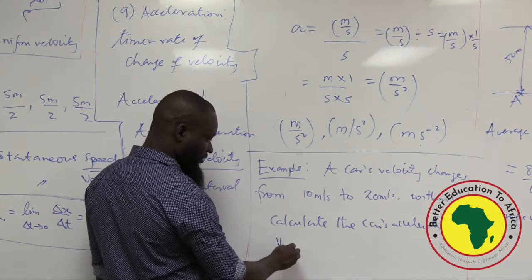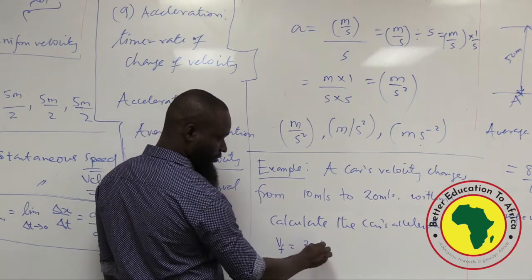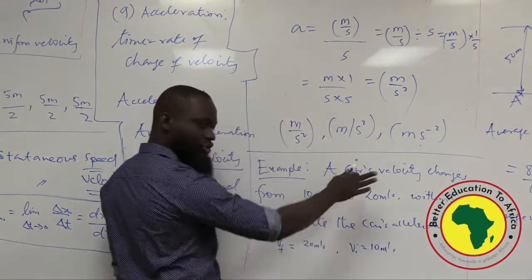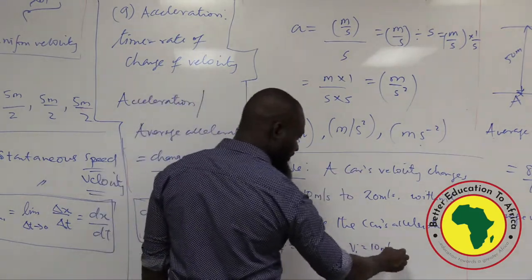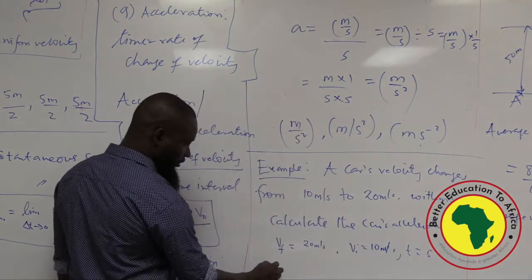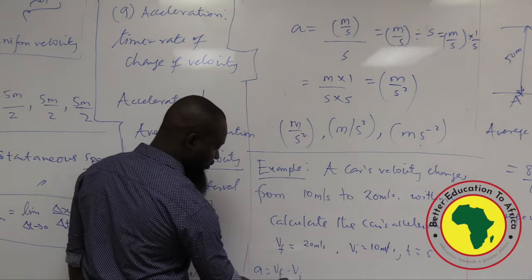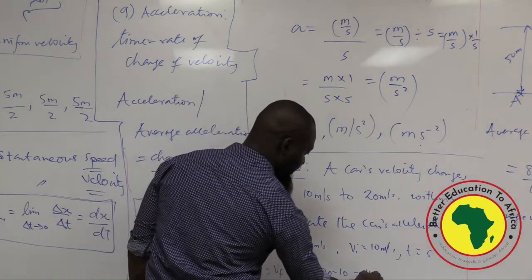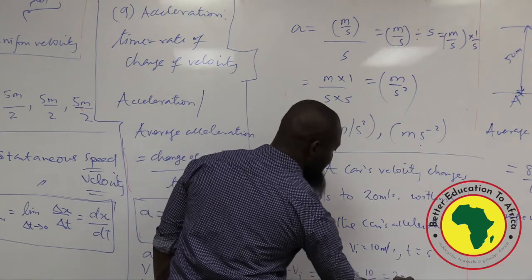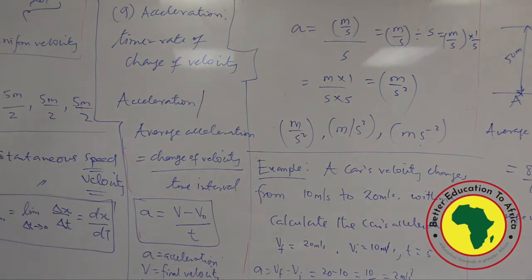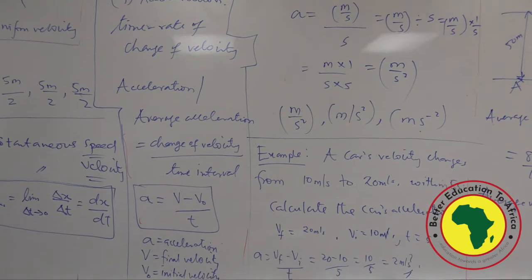What is v final? 20. What is v initial? 10. We started from 10 to 20. What is the time interval? 5 seconds. So what is your acceleration? v final minus v initial over time: 20 minus 10 over 5, which is 10 over 5, so 2 meters per second squared. Is that okay? That's my acceleration: 2 meters per second squared.